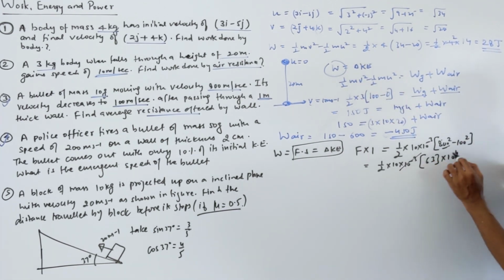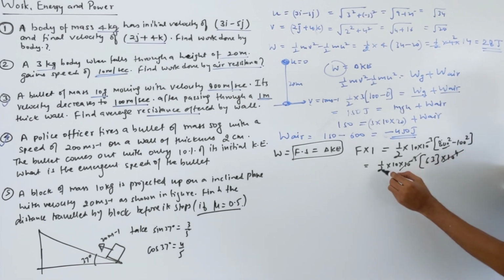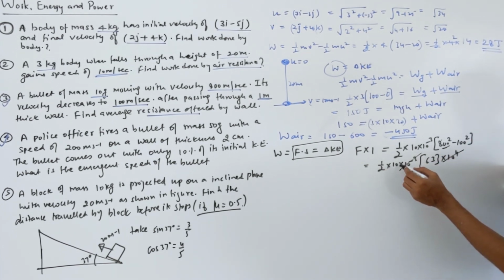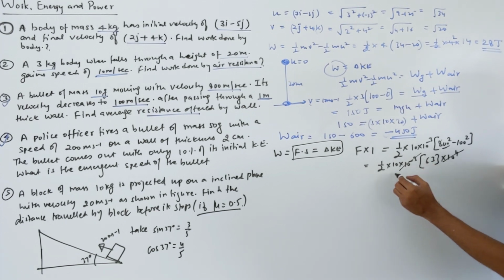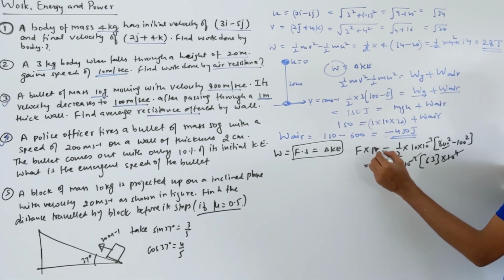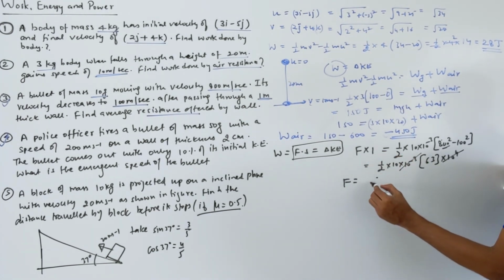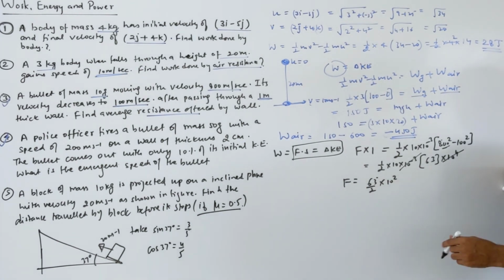So 3 zeros get cancelled here. What is remaining is nothing but 10 power 2. What is half of 63? So the resistive force will be simply 63 by 2 into 10 power 2 remaining, right?